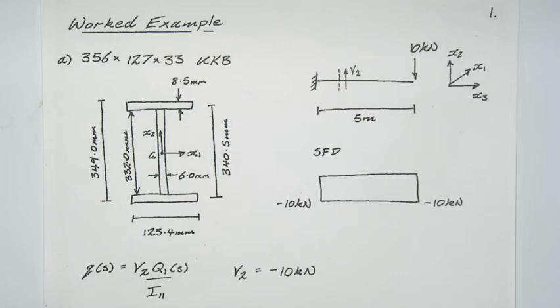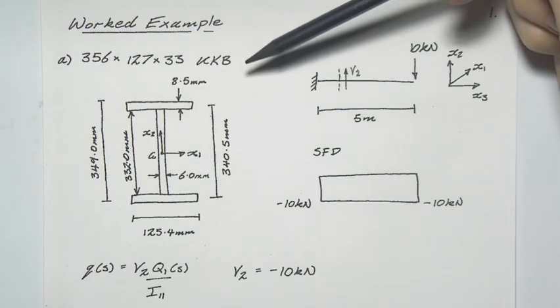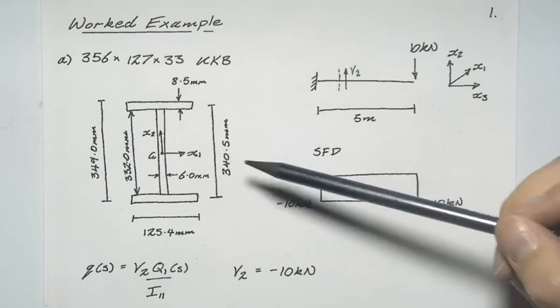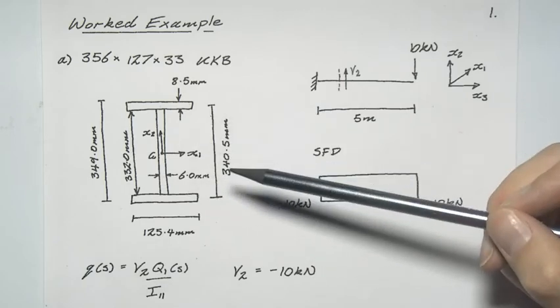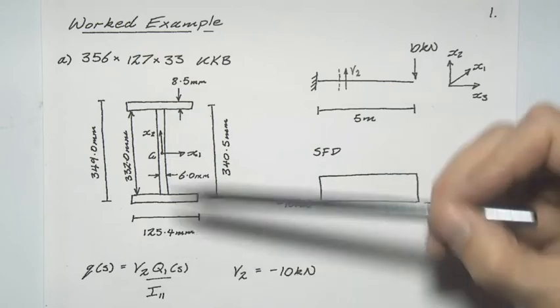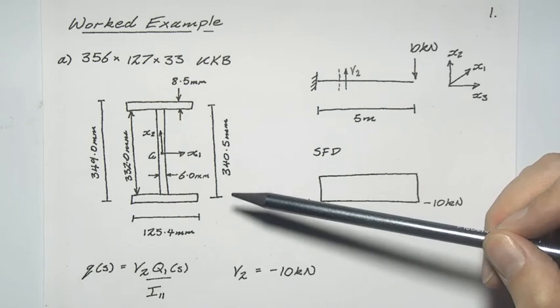The first thing I've done is just draw out all of the information that we have. So I've obviously looked up the section in the section tables, and I've just checked the dimensions from those. So these are the dimensions as I've set them out, obviously just including a little bit of extra information in terms of things that are going to be useful for us when we're calculating I11, for example.